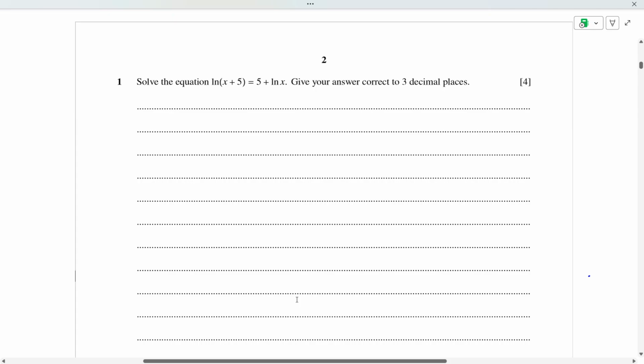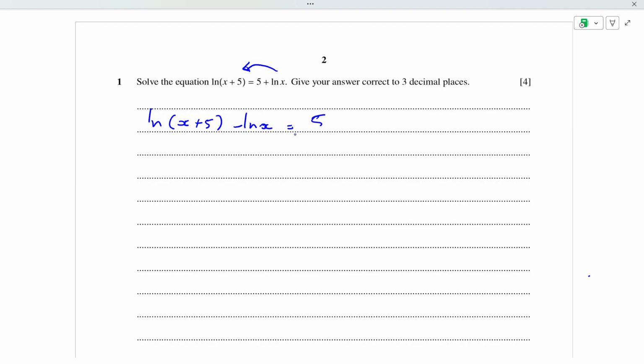Question 1. Solve the equation ln(x + 5) = 5 + ln x. Give your answer to 3 decimal places. So this is a logarithmic question. The first thing I'll do is subtract ln x from both sides. Then I'll have ln(x + 5) minus ln x is equal to 5.